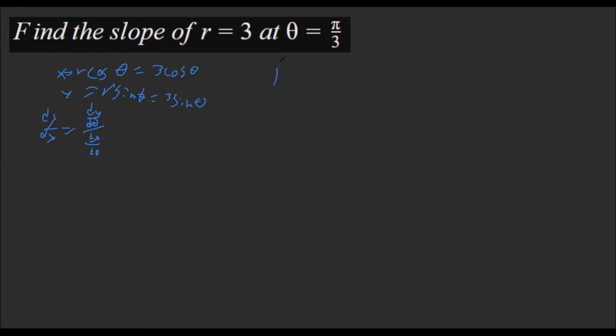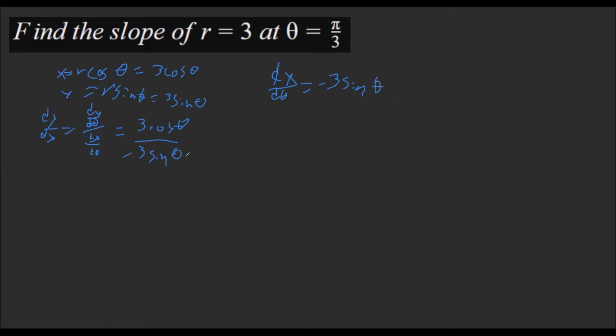Now let's find dy d theta, which is simply the derivative of 3 sine theta. And so we're going to end up with 3 cosine theta. And we can fill that in right now. From here, we just have to find dx d theta, which is the derivative of x, and therefore the derivative of 3 cosine theta. So we'll end up with negative 3 sine theta. And we can fill that in over here.